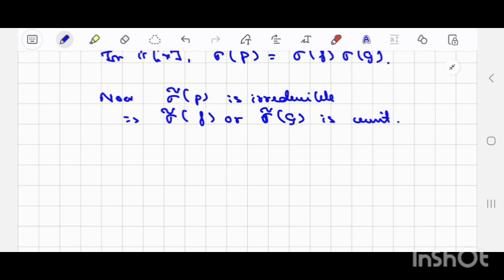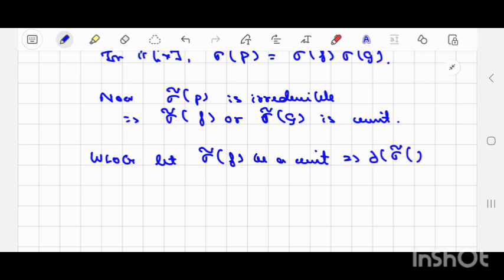Okay. So what can we conclude from here? Without loss of generality, let sigma tilde of f be a unit. Now sigma tilde of f is a polynomial in F[x]. We know the only units in F[x] should be the units coming from F. So in other words, it's a constant polynomial, so its degree must be 0, which implies that the degree of sigma tilde of f is 0.